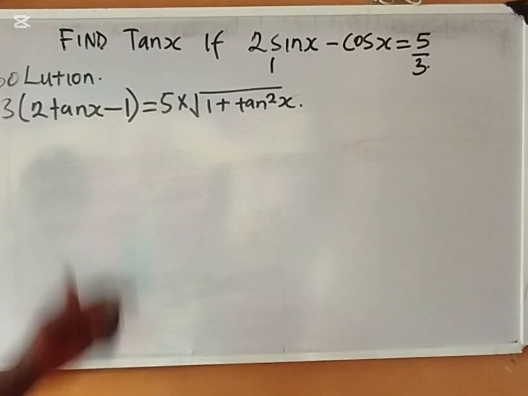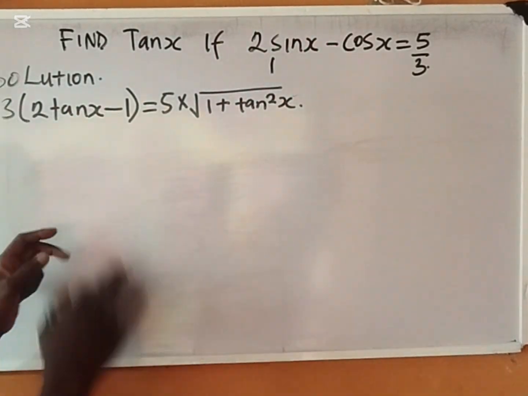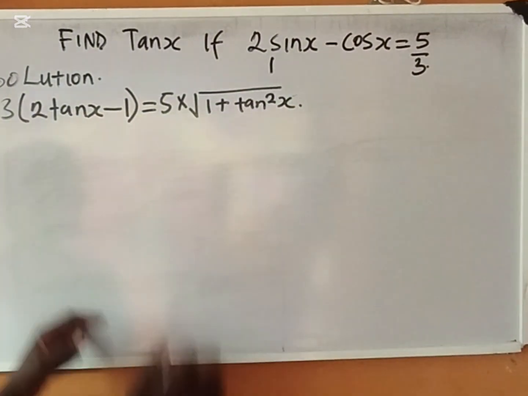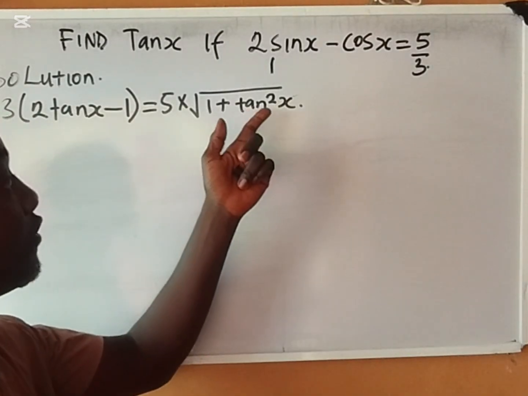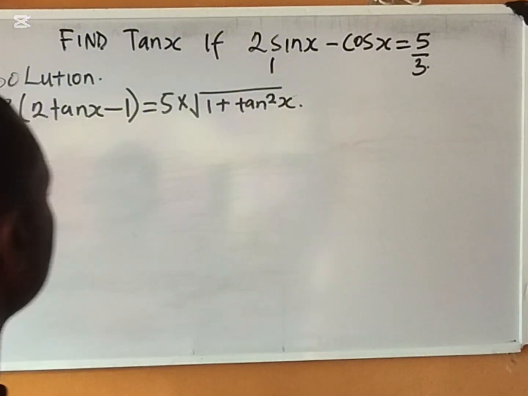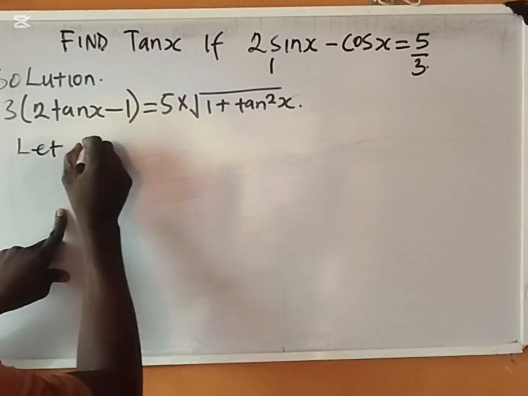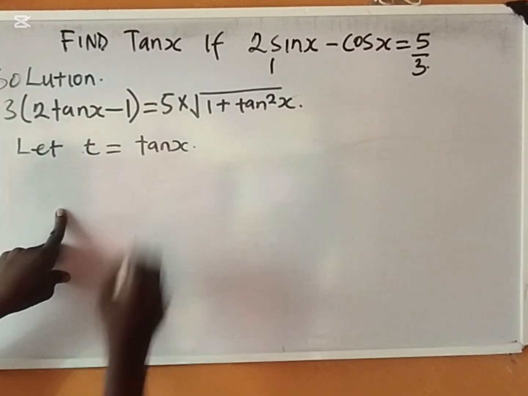Now we have manipulated our given equation, and we have only tan x. This is the only trigonometric function in the new equation we have gotten by manipulating this. The next thing we're going to do is we are going to make an assumption. We'll say let t be equal to tan x.